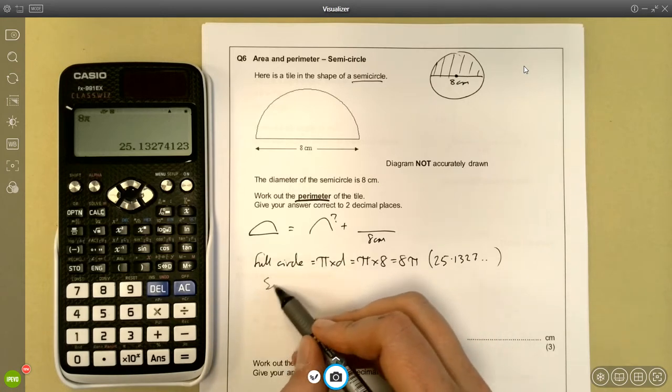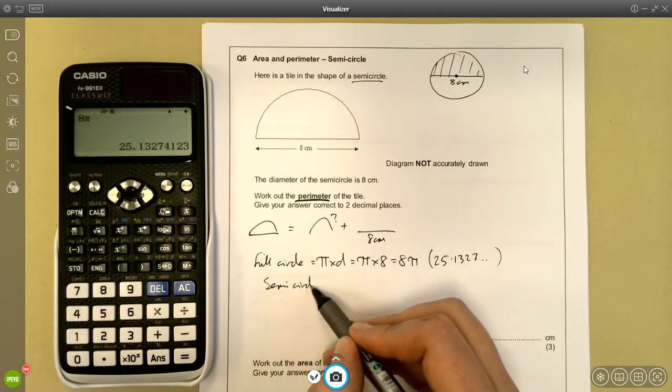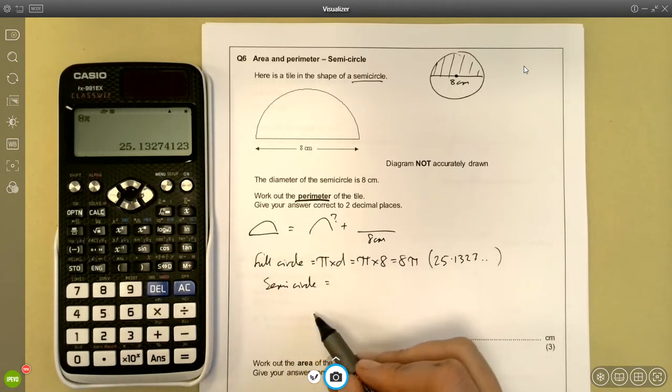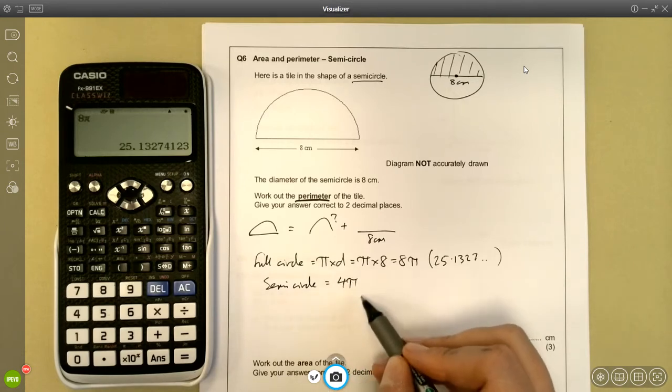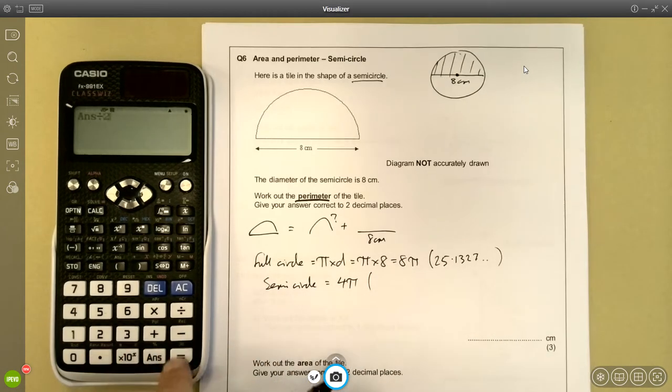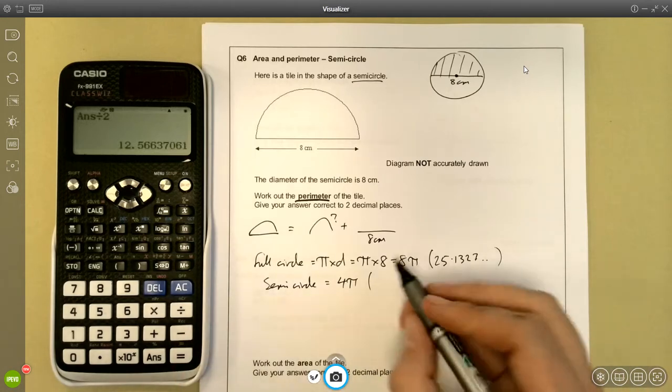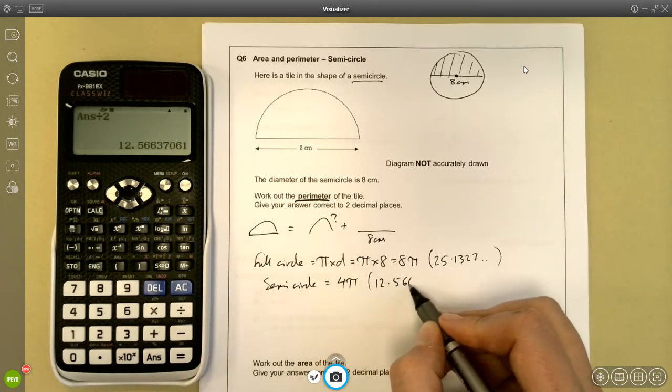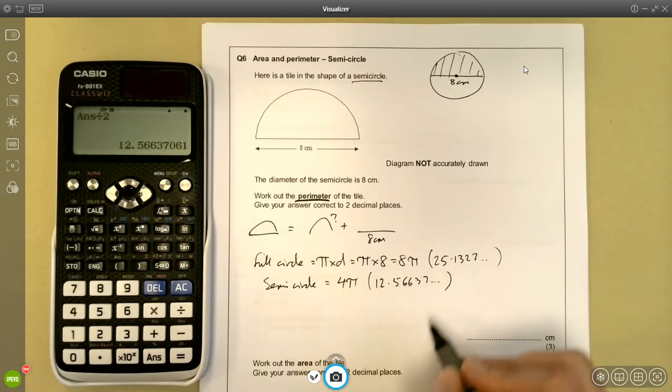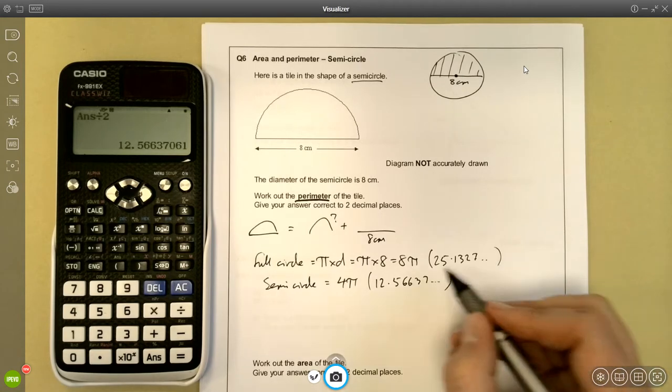Well, what's the semicircle? Well, it's half of that. So it's going to be 4 pi. And if you really want to know what that is as a decimal, put it through your calculator, 12.56637, etc. They're all in centimeters.